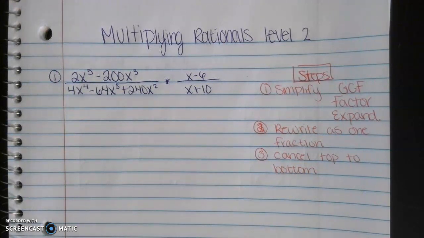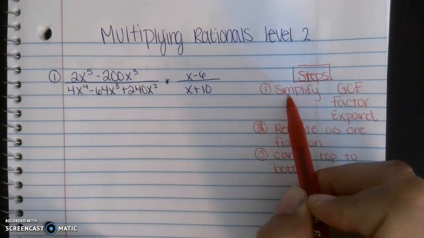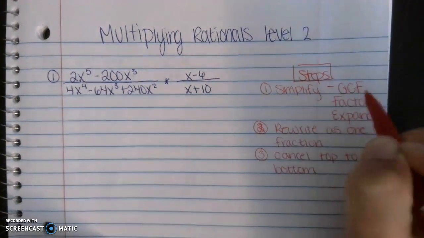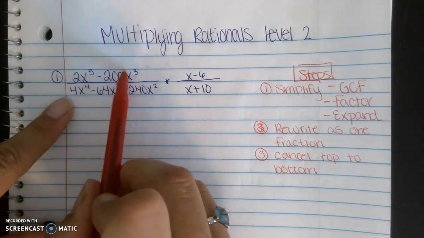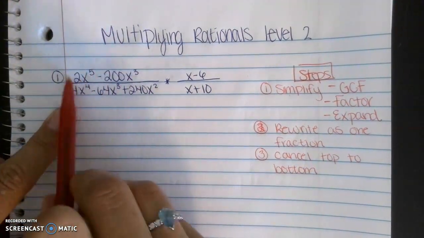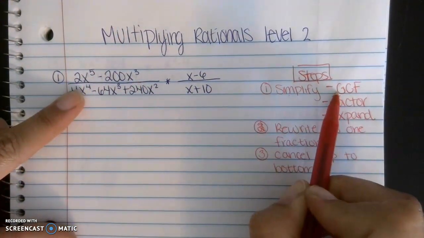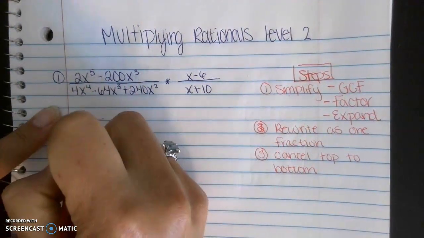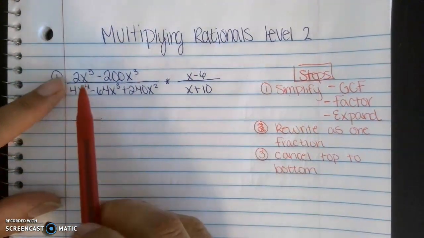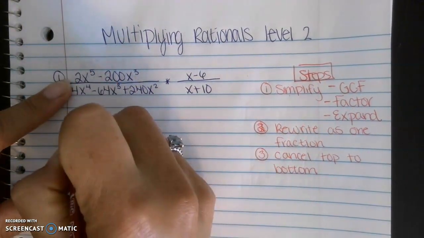All right, so again, just like before, my first step is to simplify each part of my equation here as much as I possibly can. And we always want to go in this order, looking for a GCF first, then factoring, then expanding. So I'm going to focus on just this top left piece right here, 2x to the 5th minus 200x to the 3rd. Do I have a greatest common factor? Well, in this top part, I do. My GCF here would be 2. 2 goes into both 2 and 200.